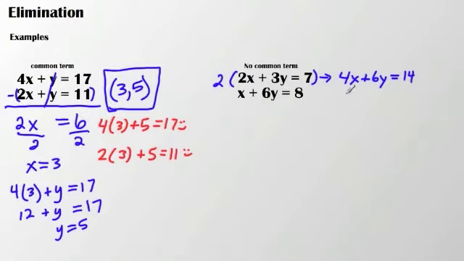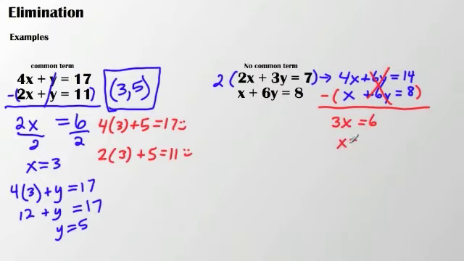And then when I combine that with my second equation, x plus 6y equals 8, I now can subtract the second equation from the first. To work on the problem, I have 4x minus x, which gets me 3x. The 6y's cancel out, and then I'm left with 14 minus 8, which is 6. So in this case, x equals 2.